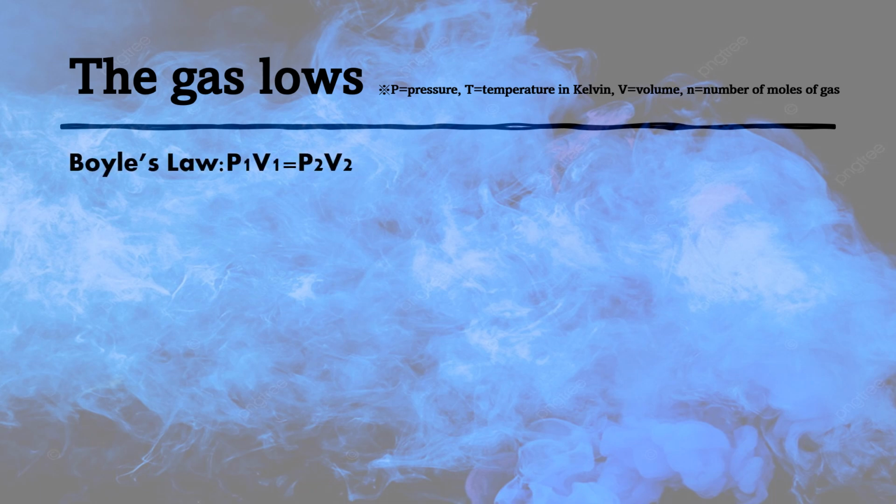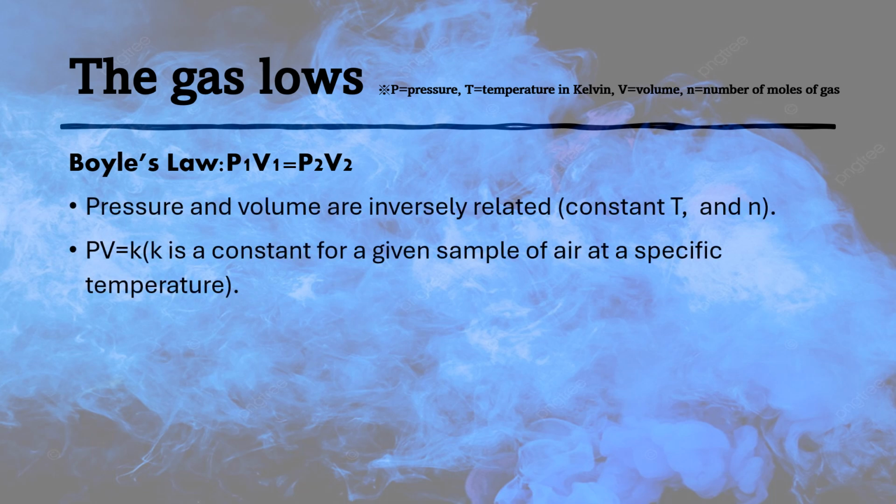Boyle's law states that P1V1 equals P2V2. Under conditions of constant temperature and a fixed number of gas moles, pressure and volume are inversely related. We express this relationship mathematically as PV equals K, and K is a constant for a given sample of air at a specific temperature. That concludes my first point.